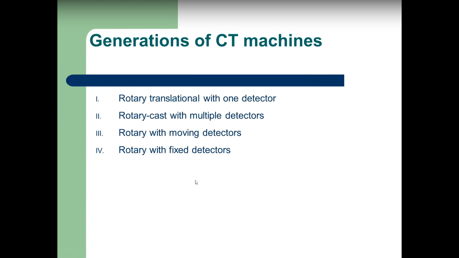There are some generations of CT scanners. First was rotary-translatable with one detector, then rotary with multiple detectors, third rotary with moving detectors, and fourth rotary with fixed detectors.